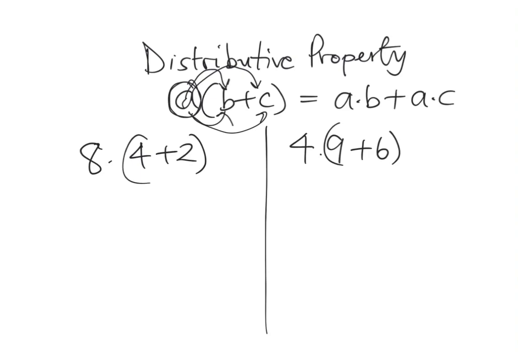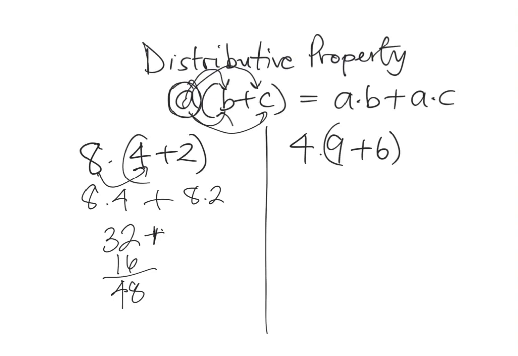A is going to shake hands with each of the things inside the parentheses. In this case, we have 8 times into 4 plus 2. So 8 times 4 plus 8 times 2. That's what's going to happen over here. So 8 times 4 is 32 plus 8 times 2, which is 16. You add those two together and you get 48. So we've used the distributive property to simplify that problem.